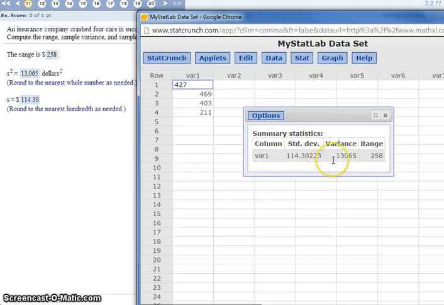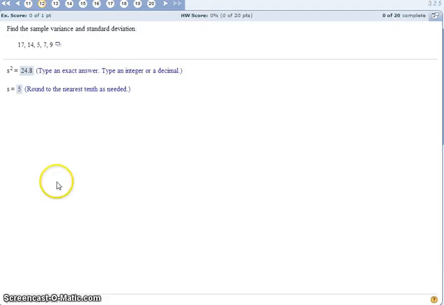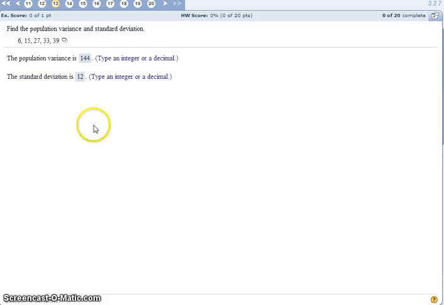So they're really very closely related, the calculations you do to get them, because one's just the square root of the other, and this number squared equals that number. But that's number 11. Number 12, you can use StatCrunch just like number 11. You're looking for the sample variance and sample standard deviation. So you just don't have to find the range, but it's just like number 11.